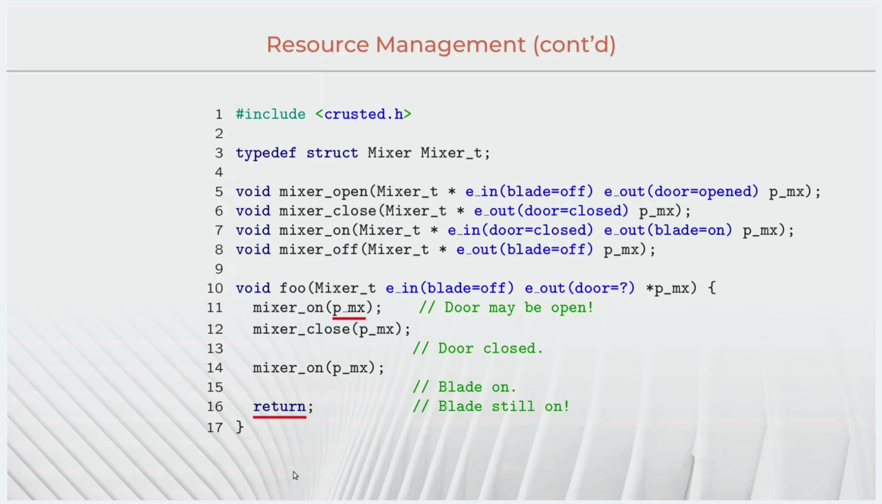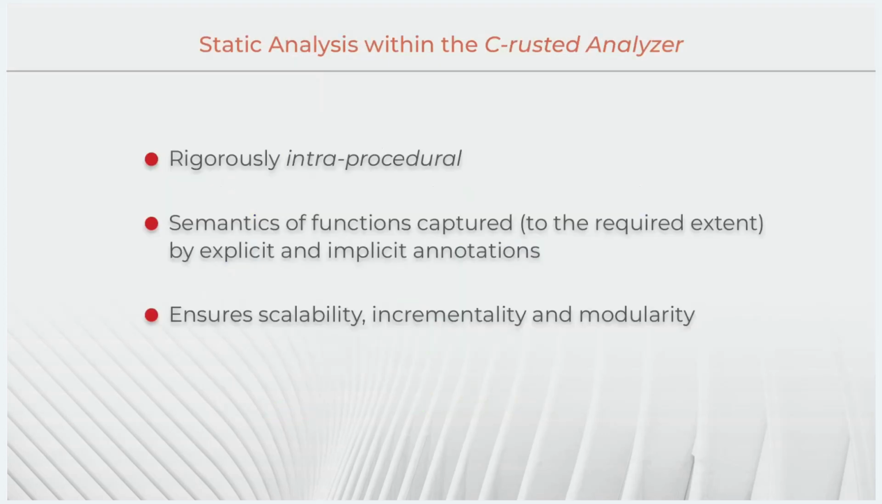What's the problem of this return, which is flagged by the analyzer? Is that the blade is still on, whereas function foo has been declared to have blade off in input, and whenever the output condition doesn't specify anything different, it means in Cerrated that the input condition must be preserved. So the blades were off in input, and since nothing to the contrary is written in the output specification, the blades must remain off. So all this is done by using static analysis extensively.